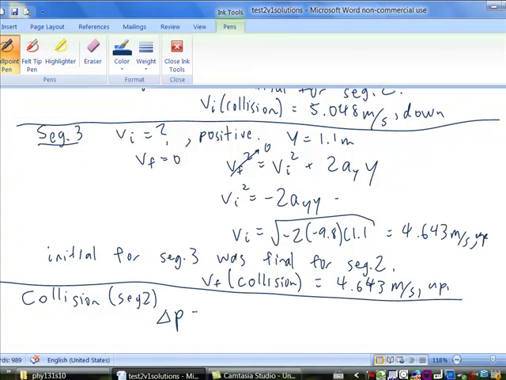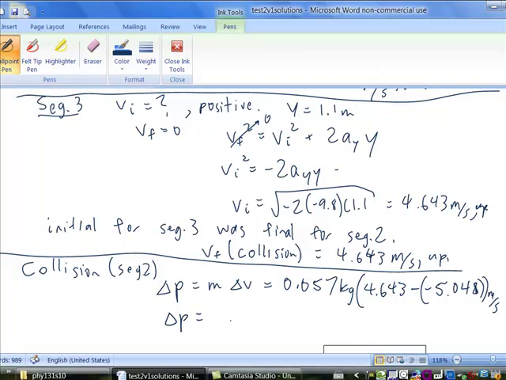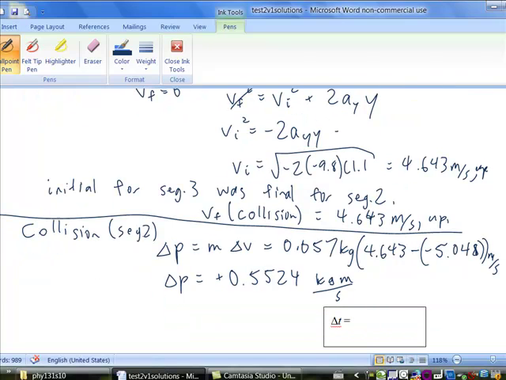Delta P equals m times delta V, because m is a constant, is equal to the mass of the tennis ball, which is 0.057 kilograms, times the final velocity, which is 4.643, minus negative, the initial velocity was 5.048. Okay? And these are all meters per second. So delta P, plugging that into my calculator, I get plus 0.5524 kilograms meters per second, sometimes called the Harlow unit in class.